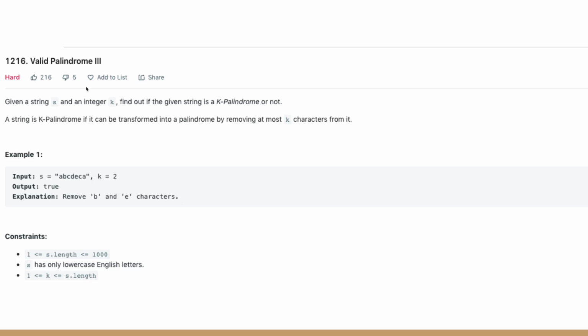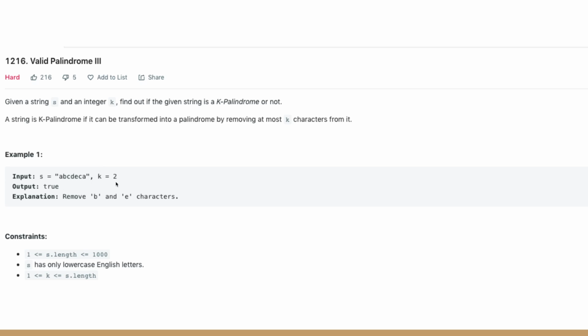The valid palindrome. The problem asks us: given a string and the integer k, find out if the given string is a k palindrome or not. What is a k palindrome? A string is k palindrome if it can be transformed into a palindrome by removing at most k characters. Oh, this is getting harder. Okay, the restriction is k. But do we care about it? We're just going to use dp to find out the minimum removal, and then compare with k, whether it's smaller than k or not.